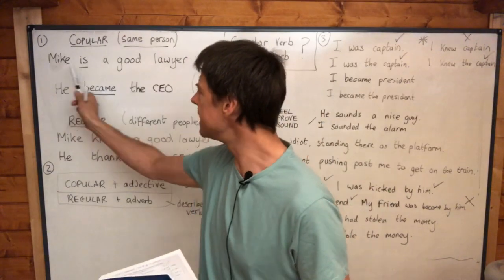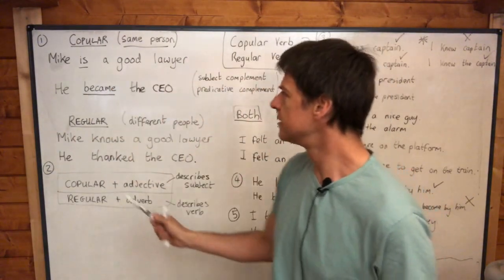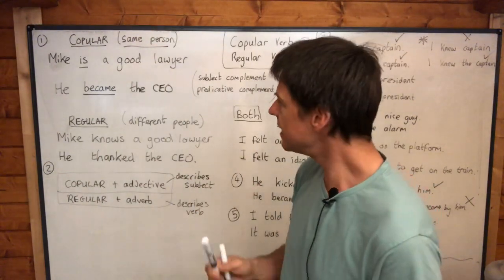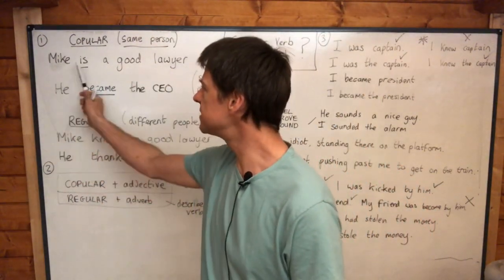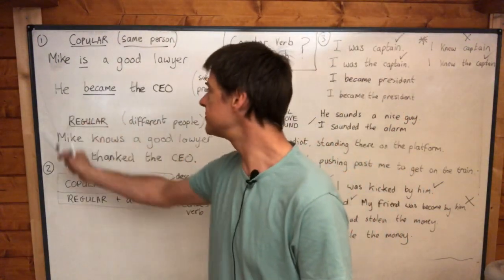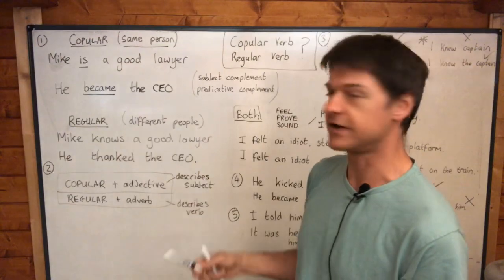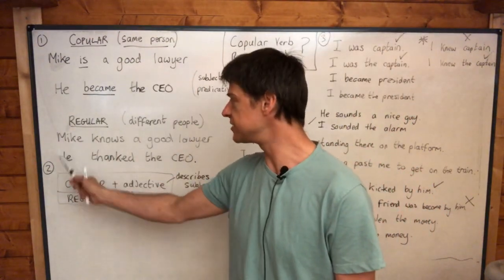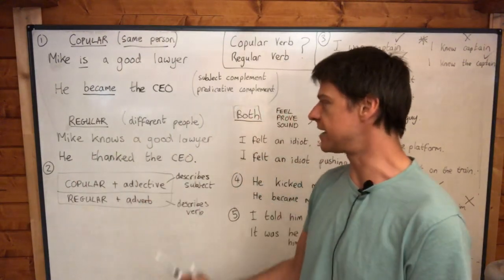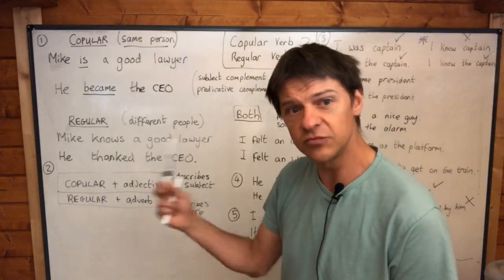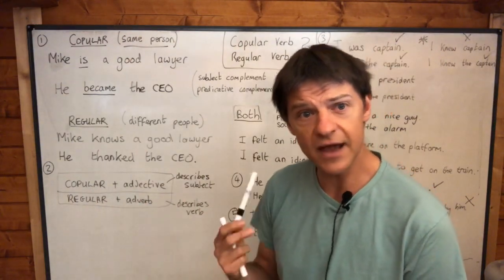Have a look at this. Mike is a good lawyer, or he became the CEO. Now notice we've got subject, verb, and then noun phrase, a good lawyer. Subject, verb, and then noun phrase, the CEO. And I want to compare that with subject, regular verb, noun phrase, because when we compare the two we'll see they are very different.